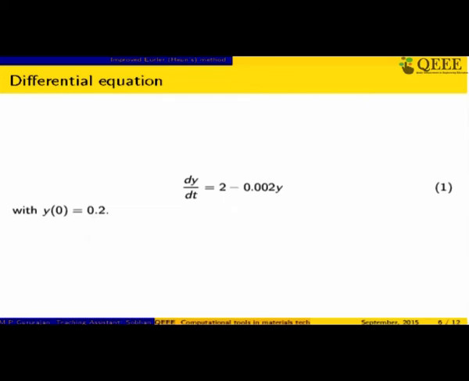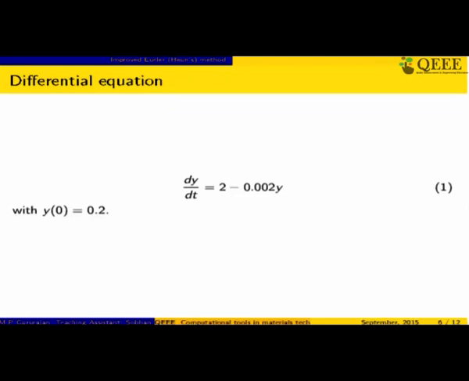So dy by dt equals 2 minus 0.002y. This is basically the inflow minus the outflow, and y is changing as a function of time, and the rate of change of y with time is decided by this. That is the initial value problem. Now you can solve this analytically, and you can find out what y is at time t equal to 10.